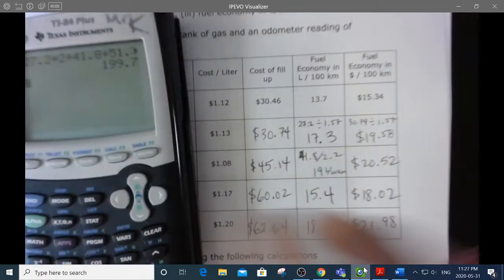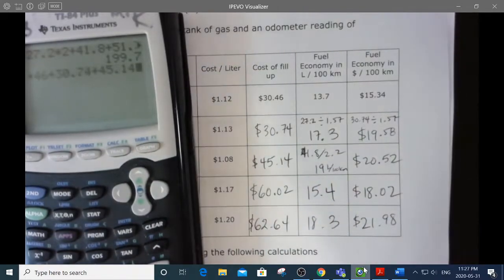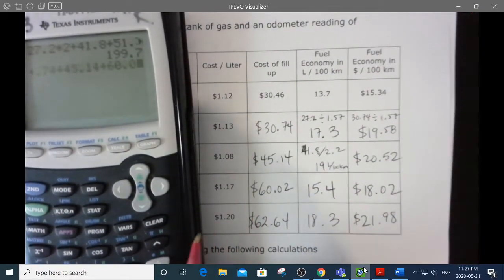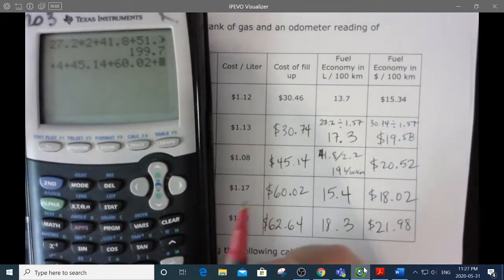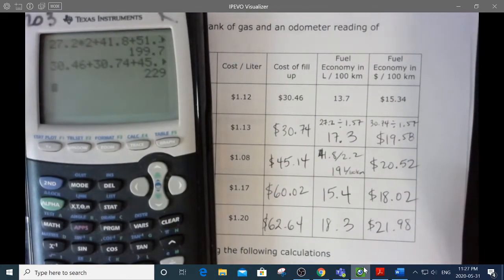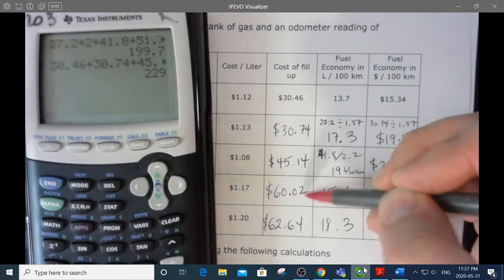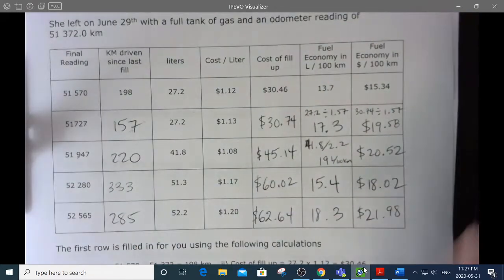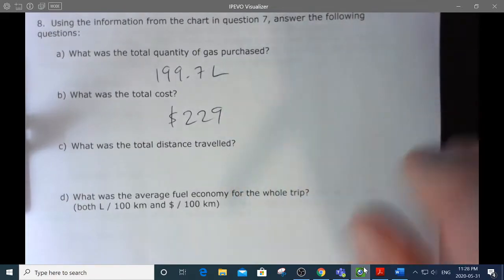What was the total cost of all that gas? It was 30.46 plus 30.74 plus 45.14 plus $60.02 plus, let me make sure I'm getting all this, 62.64 equals exactly $229. Is that true? That's a 0 and 4 and 6 and yeah, that's a 0. So $229 exactly. That's pretty cool.